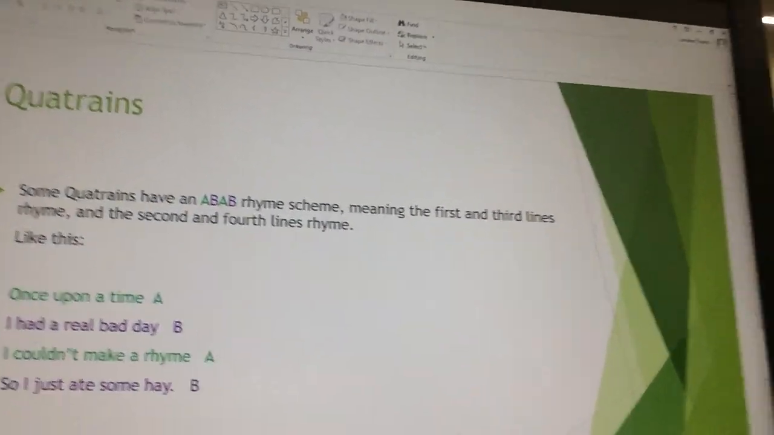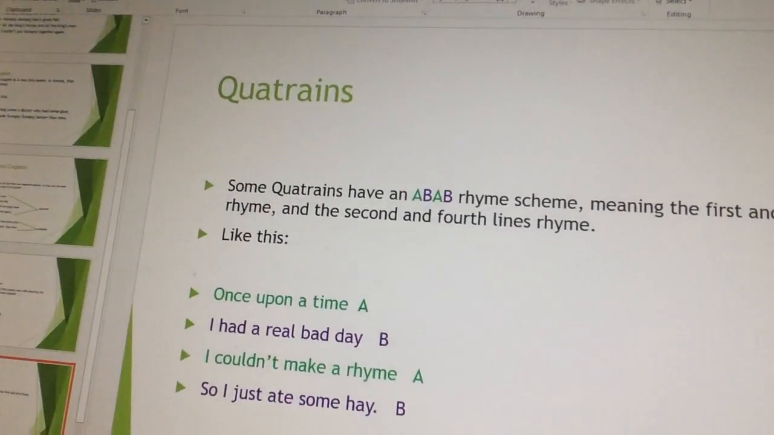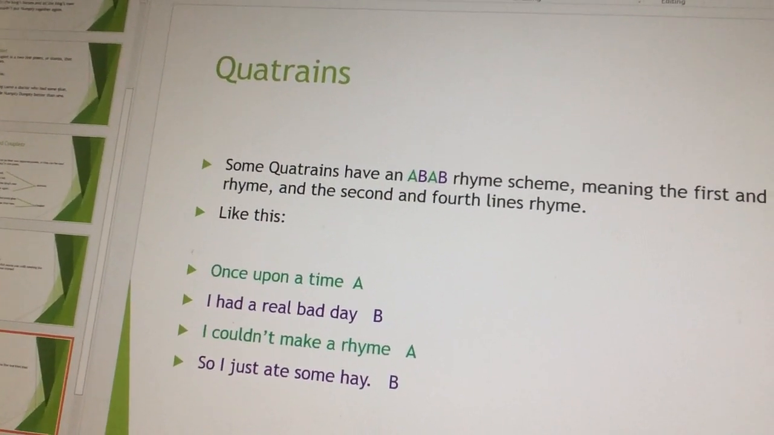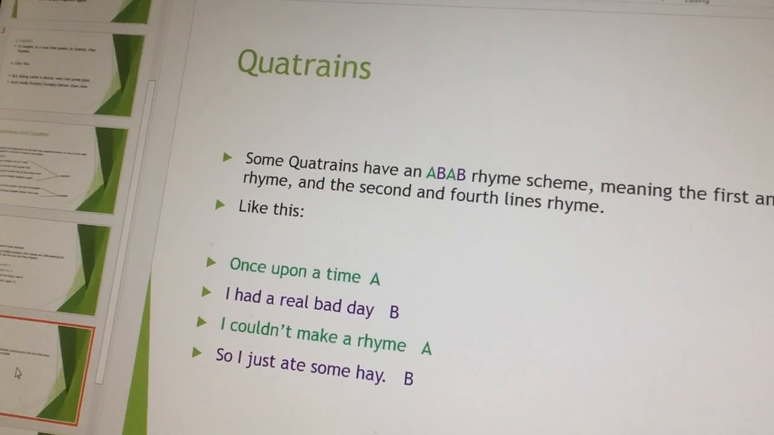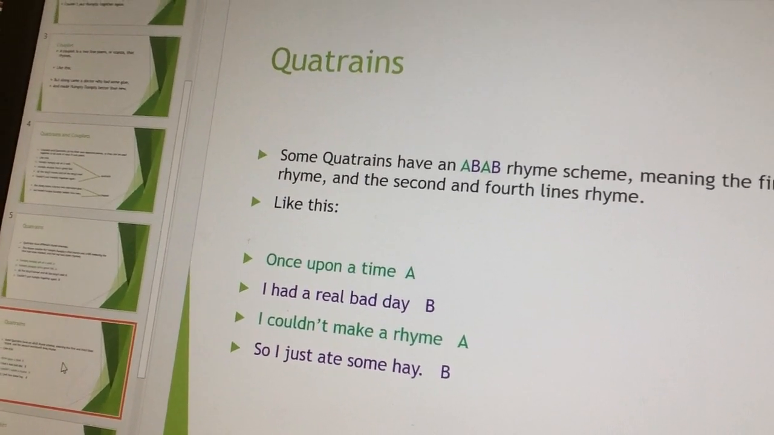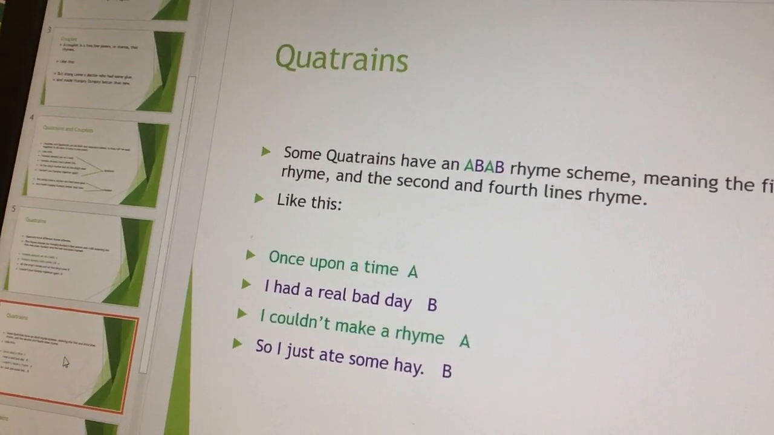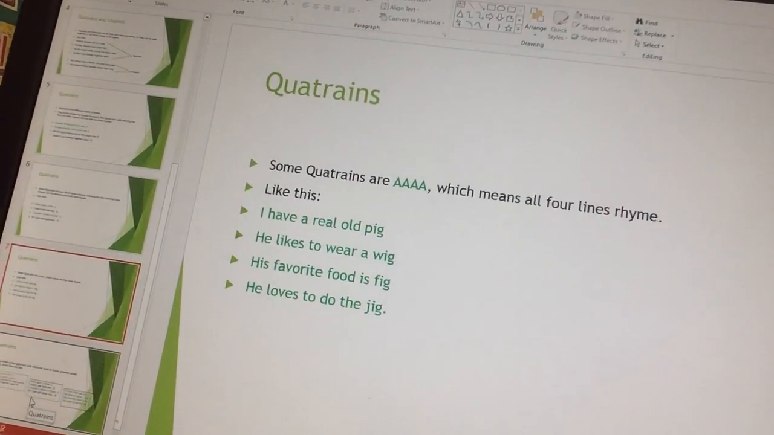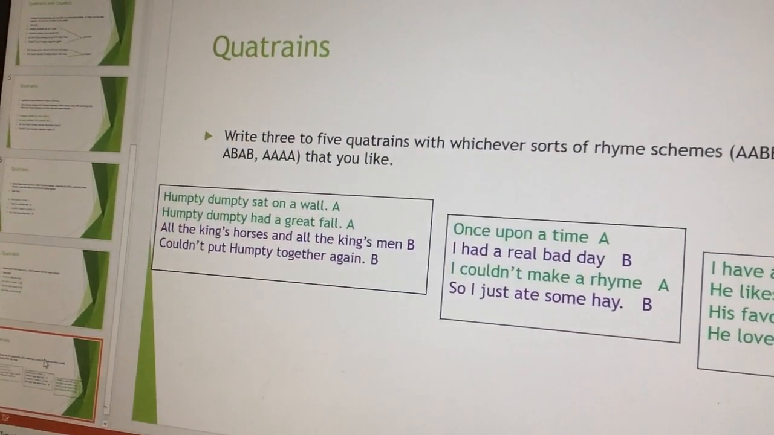So here's this poem. It says, once upon a time, I had a real bad day. I couldn't make a rhyme, so I just ate some hay. Time and rhyme, and day and hay rhyme. And then you can have all of the lines rhyme if you want to, like this. You can have all sorts of different rhyme schemes like this.